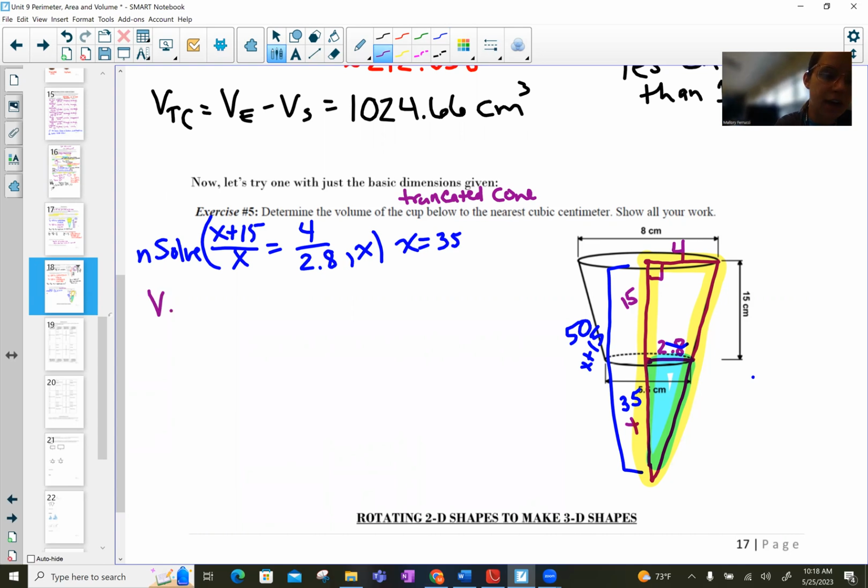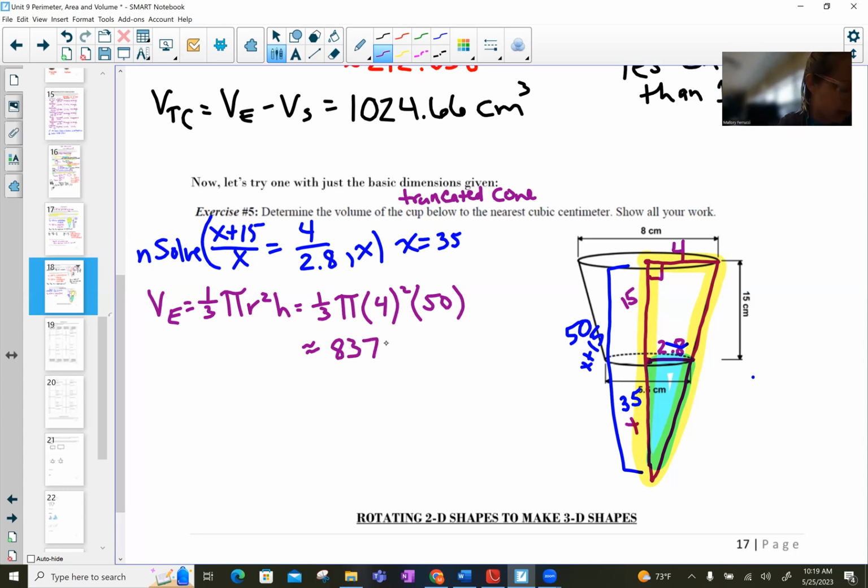So if we found the volume of the entire cone, it's 1/3 pi r squared h, which is 1/3 pi, the bigger radius is 4, you square it, times the height of the whole thing, which is 50. Hopefully you guys are comfortable plugging this in. I already did, to save some time. So I got 837.758. It keeps going on and on.